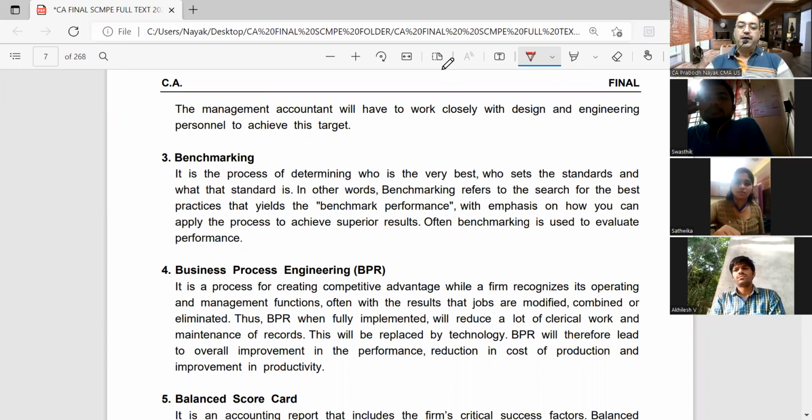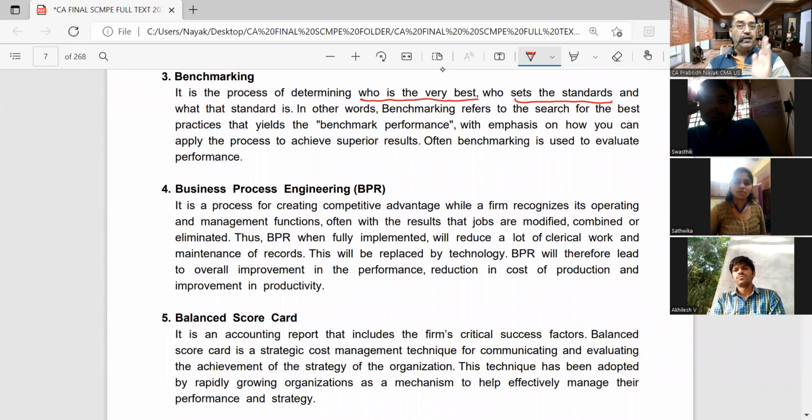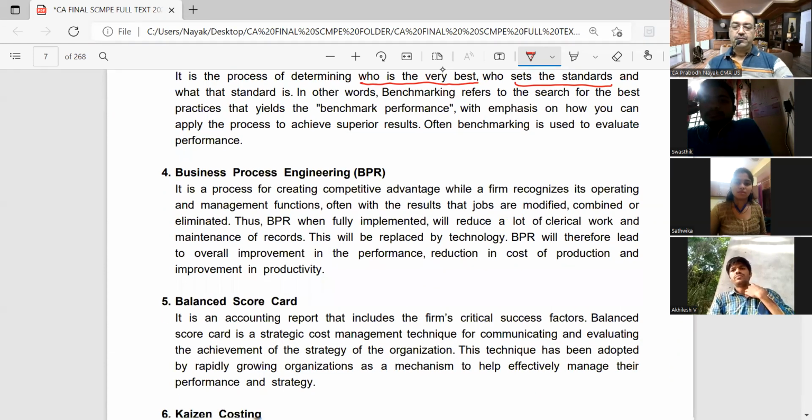So that is benchmarking: the process of determining who is the very best in the industry, and who sets the standards for that particular business. Okay, and then you are keeping him as a benchmark, as an idol, so that you can reach up to it. So that is benchmarking. We are having questions based on this. We are having case studies based on this.